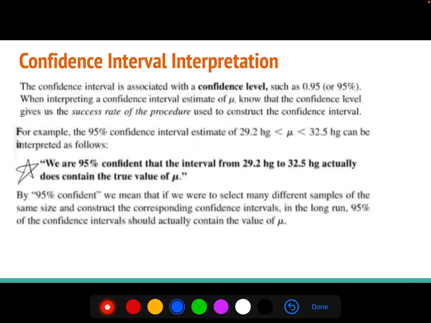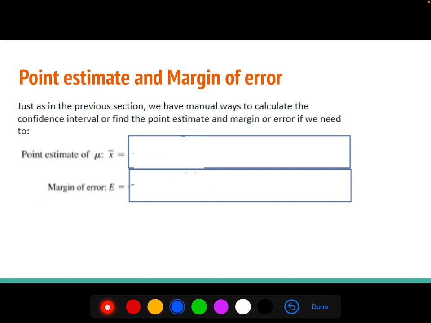Now back to what does it mean? Confidence interval says if we are 95% confident, that's if we're using a 95% confidence level, that the interval from, and it usually has two numbers, actually does contain the true value of the population mean.